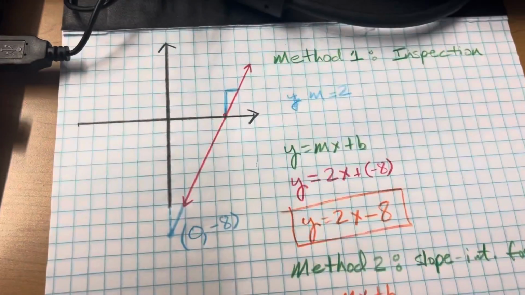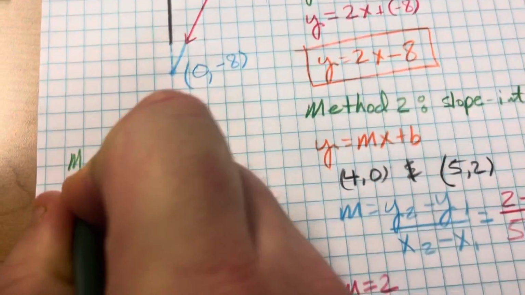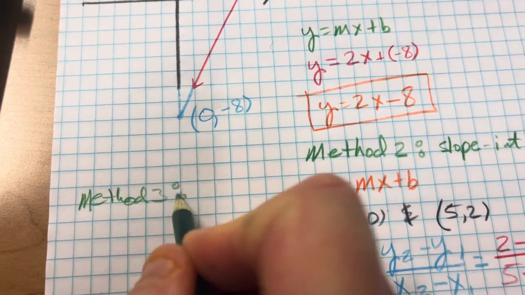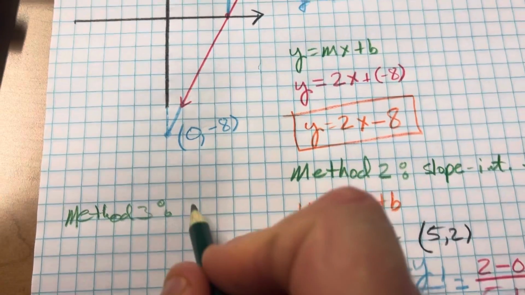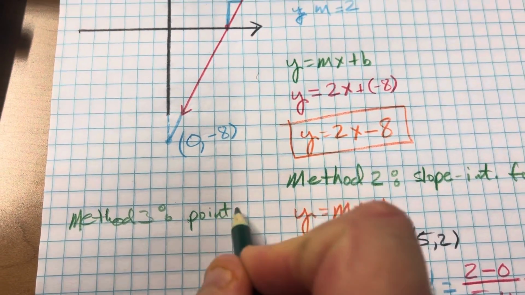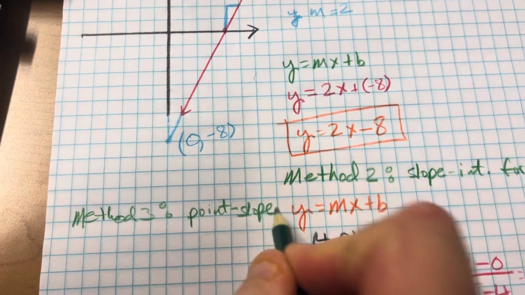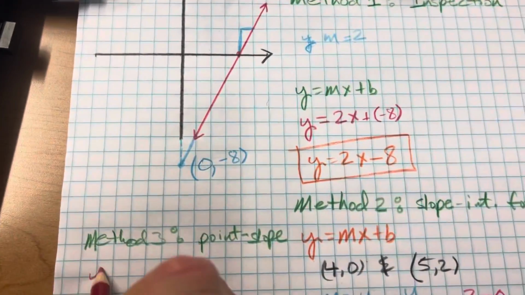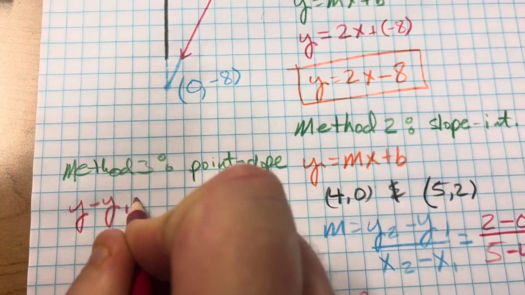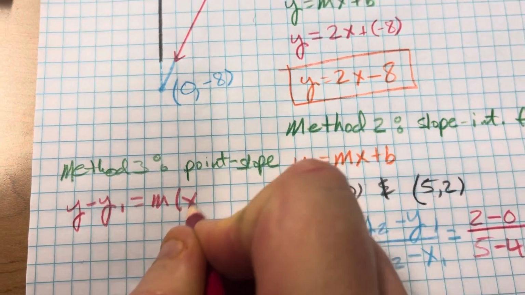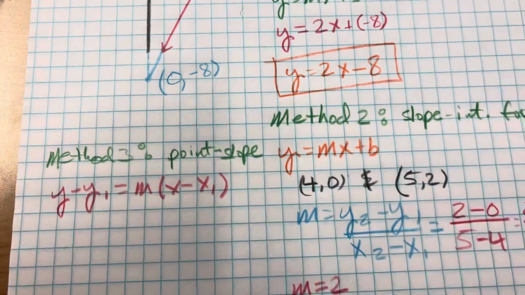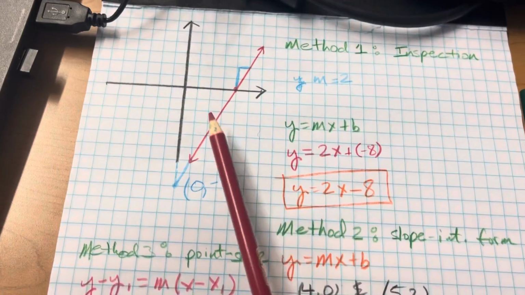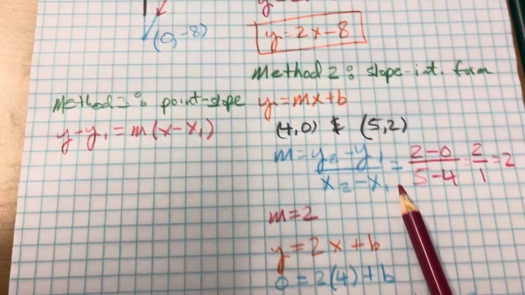There's also a third approach, just to kind of round things out. So we'll call this method 3. And this is actually the point-slope formula. So if we write that, that's going to be y minus y1 is equal to m times x minus x1. Now, we've already found the slope two different ways. We found it by inspection, and we also found it using the slope formula.